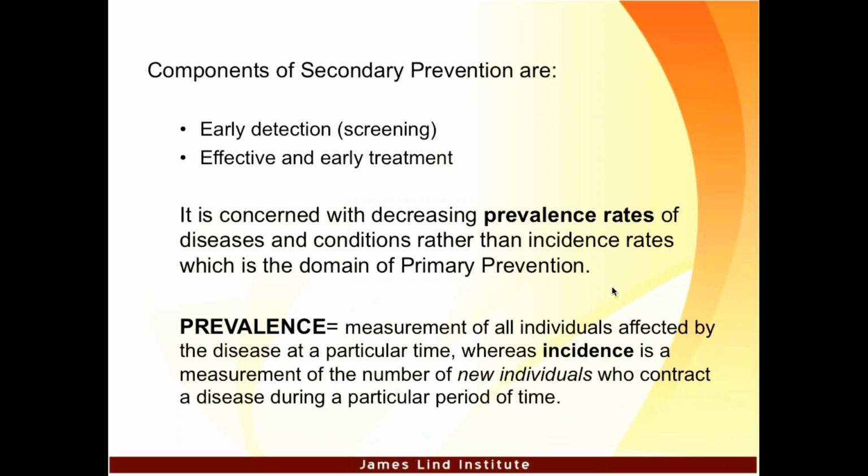So remember that gap that I spoke about between the onset of symptoms and the diagnosis. Here it's about trying to reduce that gap. So it's concerned with decreasing prevalence of a disease, and prevalence is really the measurement of all the people affected by the disease at a particular time. So that's different to incidence, which is what we looked at under primary prevention. Incidence is the number of new cases, whereas prevalence is just the number of people in the population at any point in time who are affected by that disease.